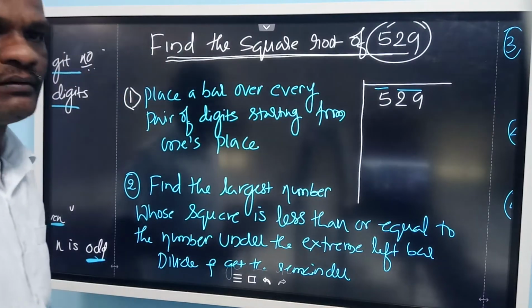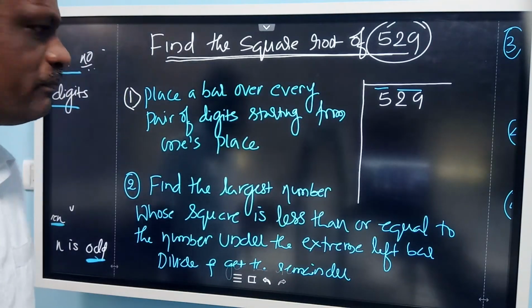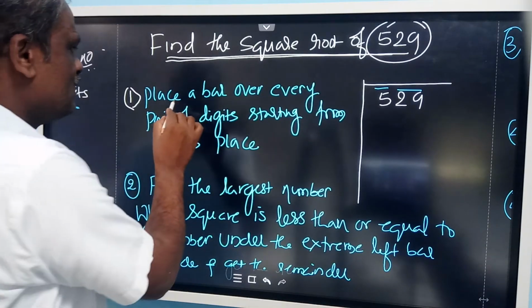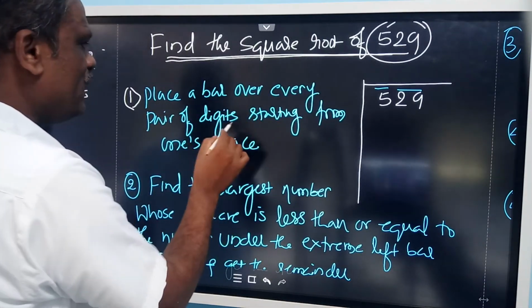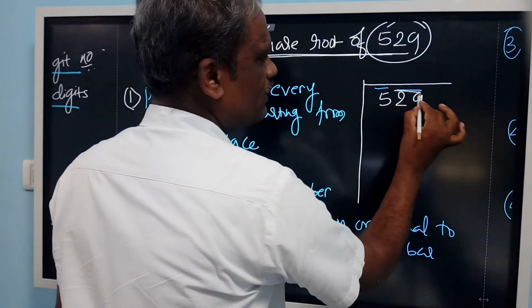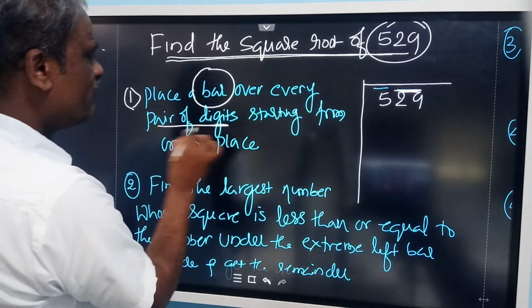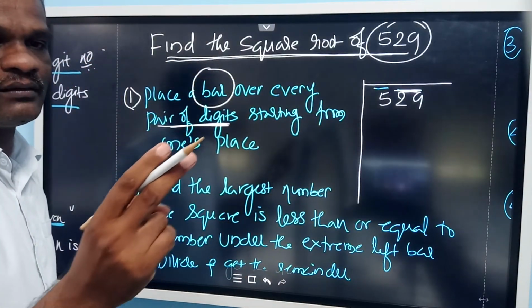529 is a square number. How to find the square root of 529? For that there is a certain procedure. First step, look at this. Place a bar over every pair of digits. Bar means this is the bar. See, every pair of digits we are taking.